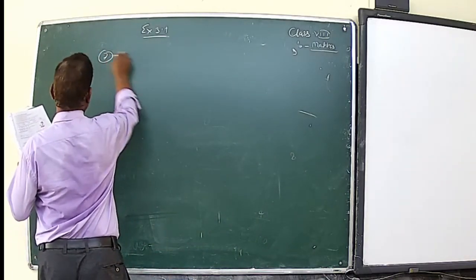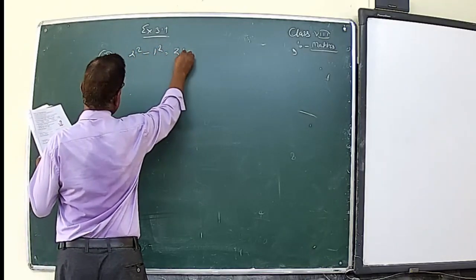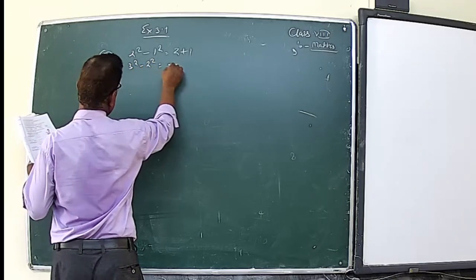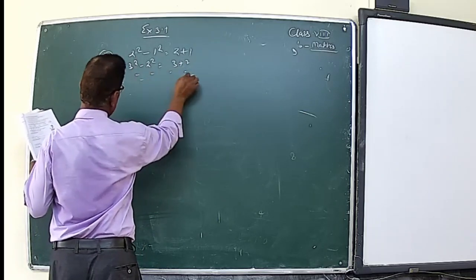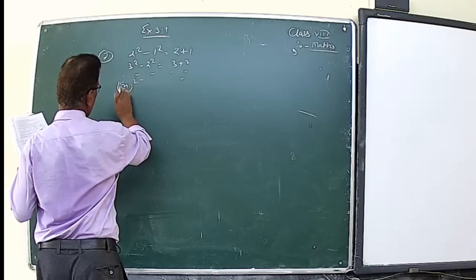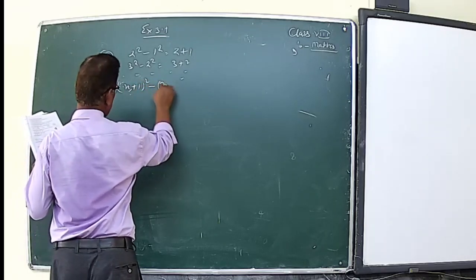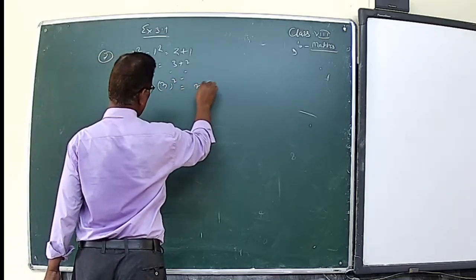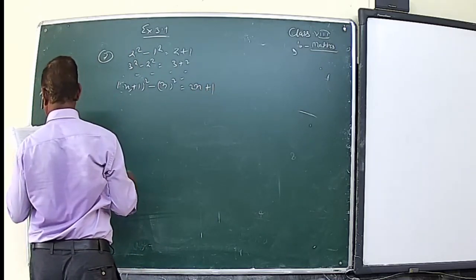Question number 7. 2 squared minus 1 squared is equal to 2 plus 1. 3 squared minus 2 squared is equal to 3 plus 2. In general, you know that (n+1) squared minus n squared is equal to 2n plus 1. So, that is the pattern given, the pattern you see here.